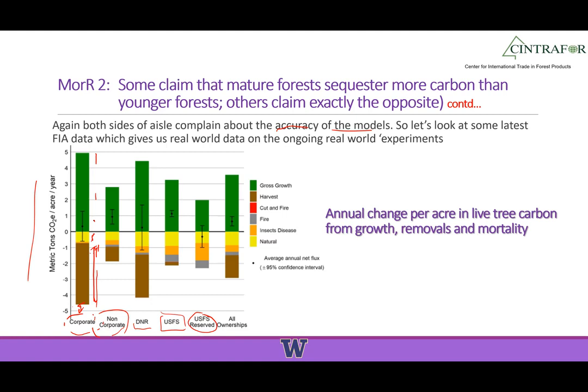Now, going to the DNR forests, we see that it is also highly productive, but the productivity goes down a little bit because of the lower intensity, and the harvest also goes down.